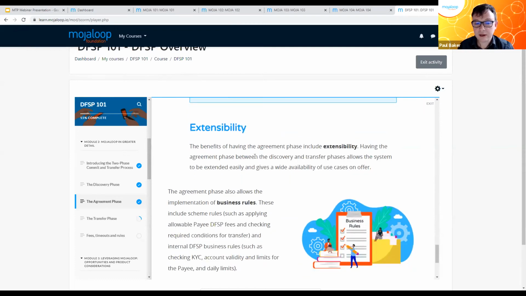Now, the reason why this agreement phase is so important, and this is one of the key brilliances of Mojaloop, is that by separating the phases into discovery, agreement, and transfer phases, it becomes very flexible for other use cases.